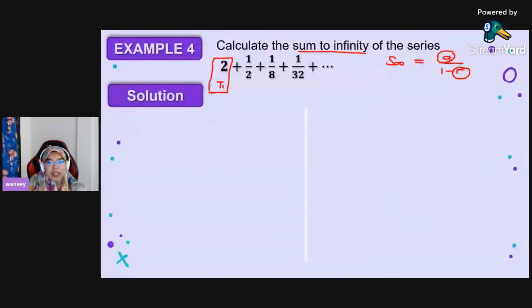How to get the common ratio? So for the common ratio, you can either choose the second term and divide it by the first one, or you can choose the third term and divide it by the second one, or you can choose the fourth term and divide it by the third term. So choose either one so that you can have the common ratio. Okay, so the first term is 2. My common ratio, I simply use T2 over T1. So T2 is half. I divide it by 2. So half over 2. That answer is 1 over 4.